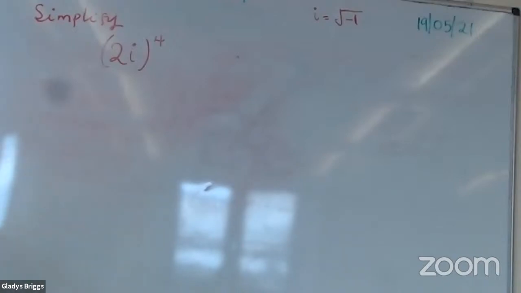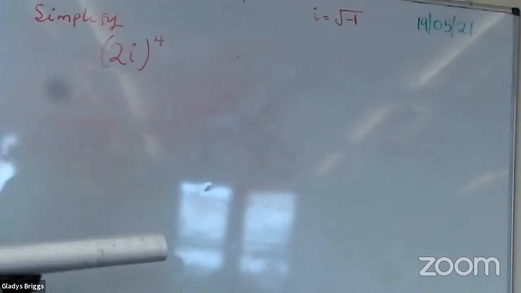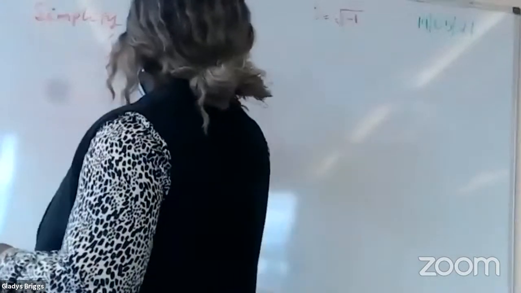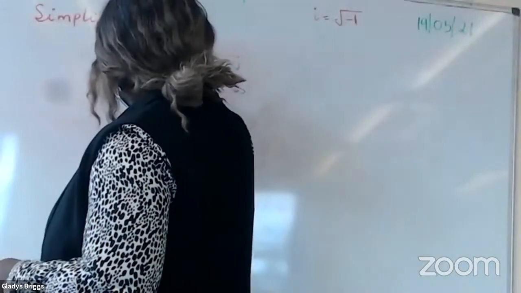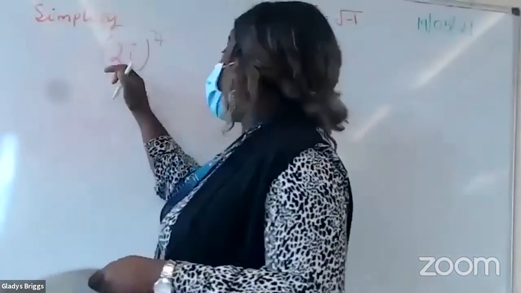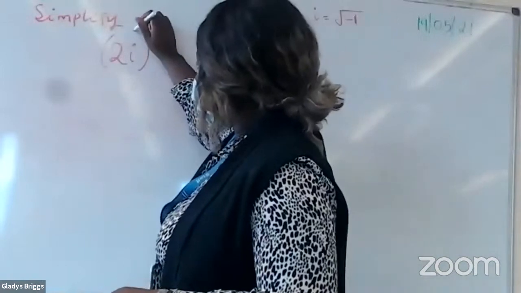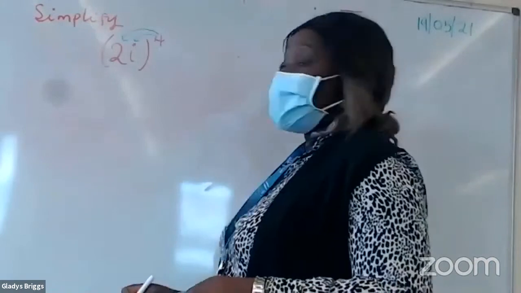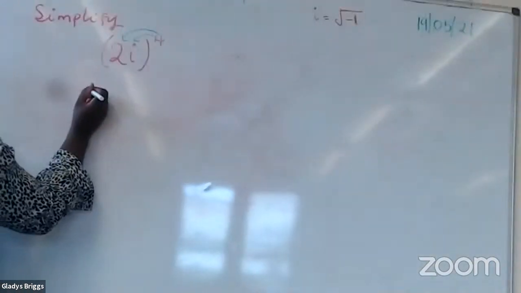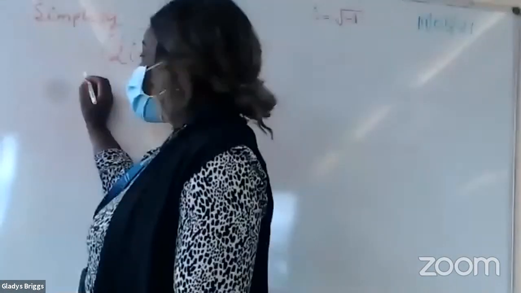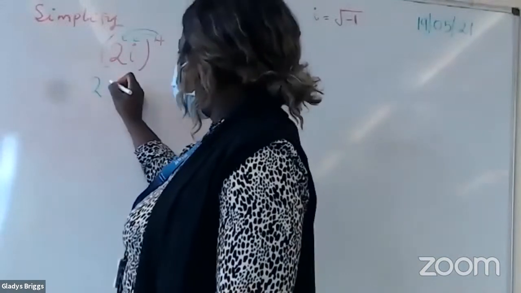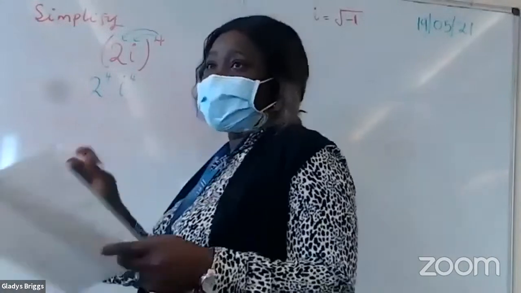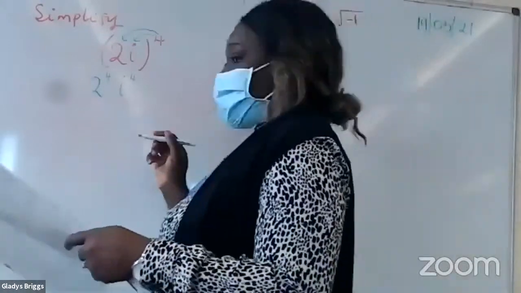But remember, when we were doing foundation math, I told you that when you have a power out there, you have to apply that power. When you have a power being applied to an expression like this, you have to apply that power to everything that is inside of the bracket. So this is going to become 2 to the power of 4 times I to the power of 4. Good.